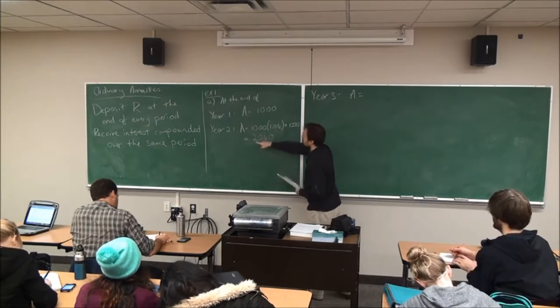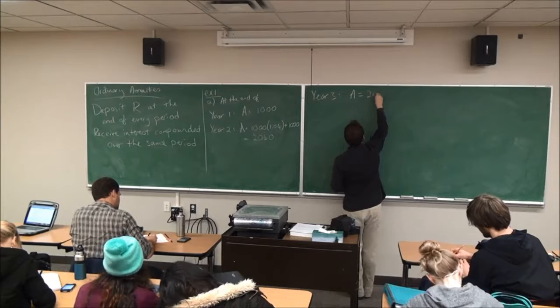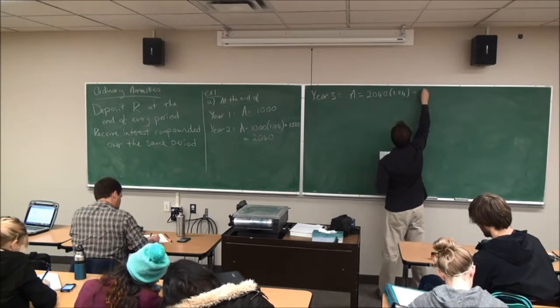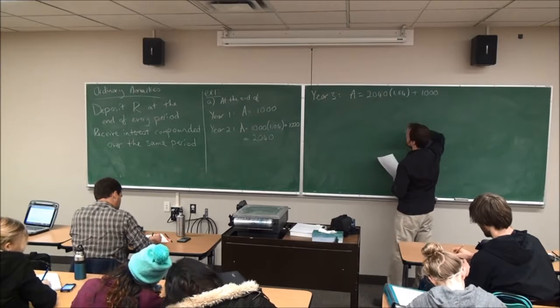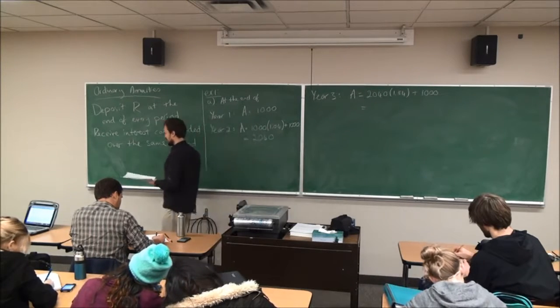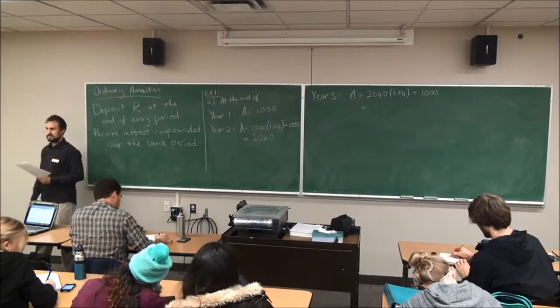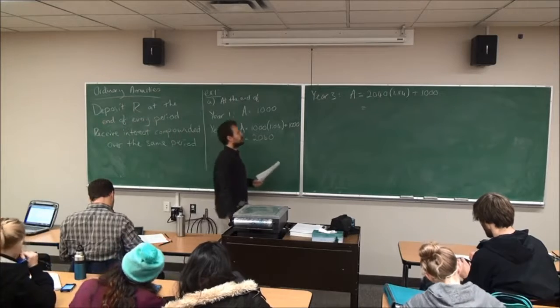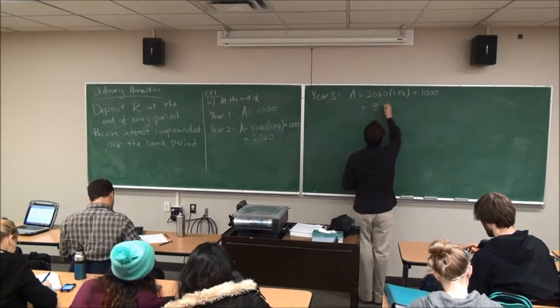What do I have at the end of year 3? Well, now this 2040 sat for a year, so I'm getting 4% interest on that, and I'm adding my own 1,000. How much do I have? $3,121.60.